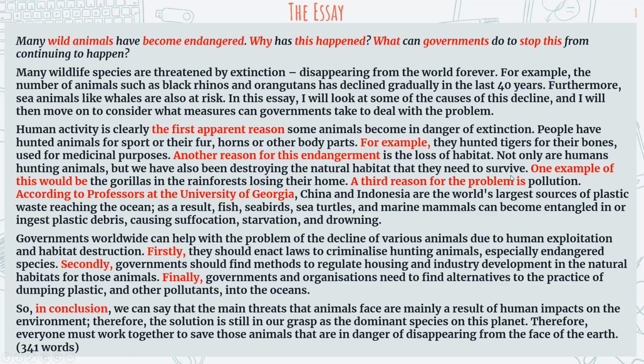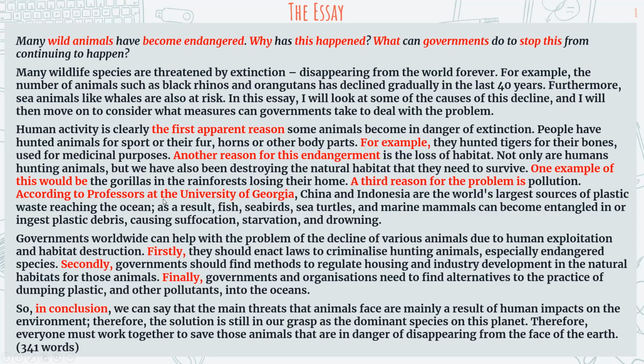So this is the second reason. We are destroying their natural habitat. One example of this would be the gorillas in the rainforests losing their home because we are destroying their home. A third reason for the problem is pollution.